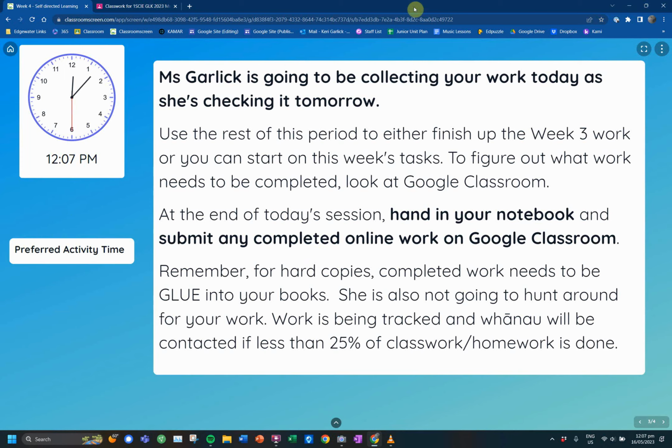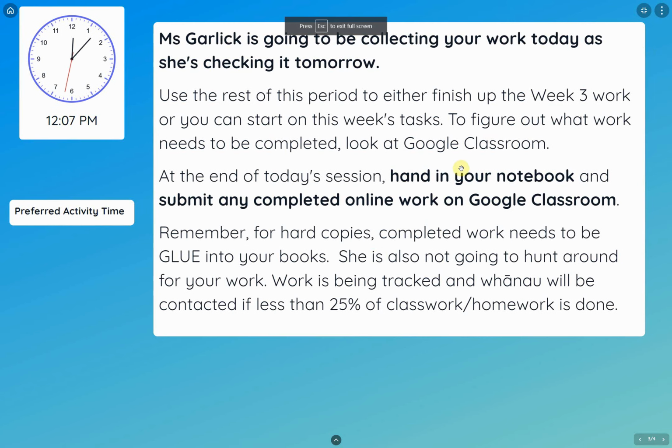Right, last bit of the period. So, just as a reminder, I'm going to be collecting your work today, so that way I can spend tomorrow checking it. So you can use the rest of this period to get some work done. You can finish up week 3's work if it's not done yet, or you can start this week's tasks. For the actual work that I want done, it's all on Google Classroom.